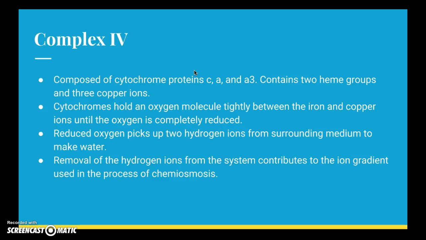The fourth complex is composed of cytochrome C proteins C, A, and A3, and 2 heme groups and 3 copper ions. Cytochromes hold oxygen between the iron and copper ions until oxygen is completely reduced. The reduced oxygen then picks up 2 hydrogen ions from its surroundings to make water. Removal of the hydrogen ions from the system contributes to the ion gradient used in the process of chemiosmosis.